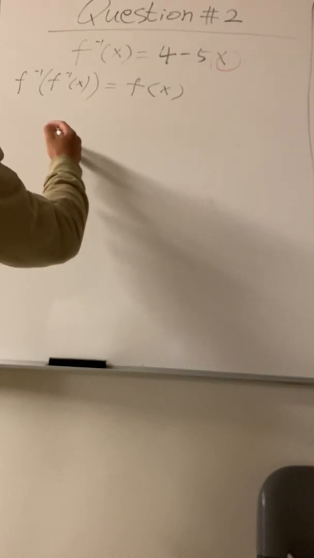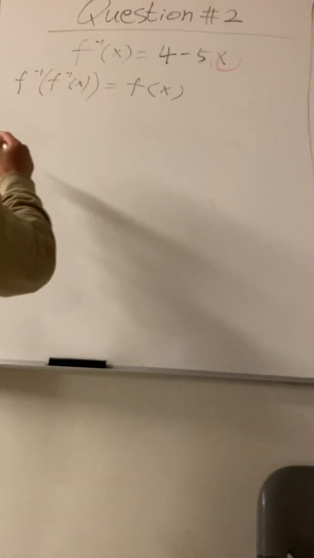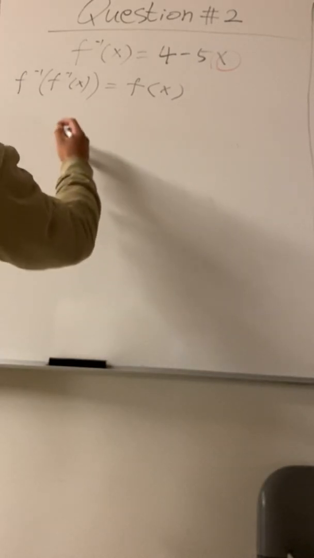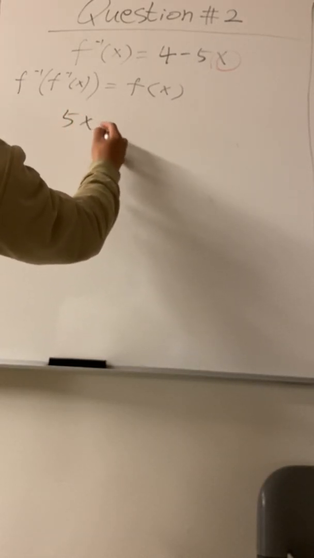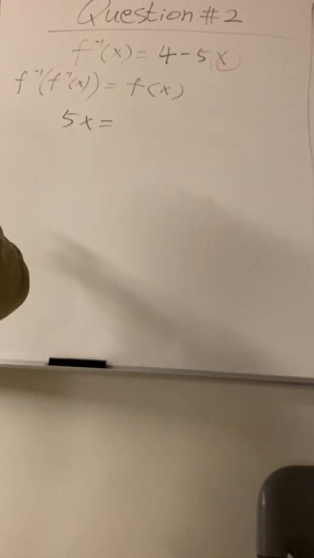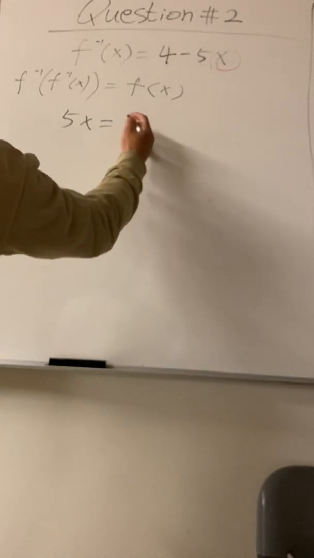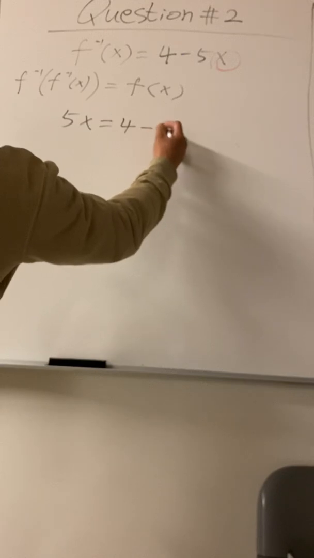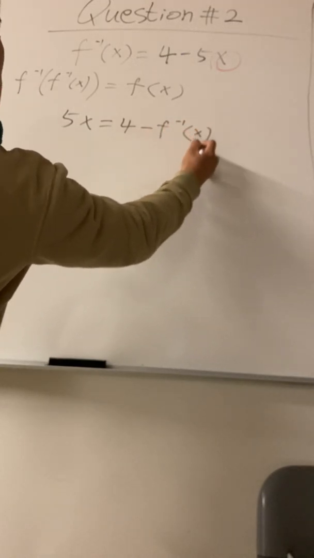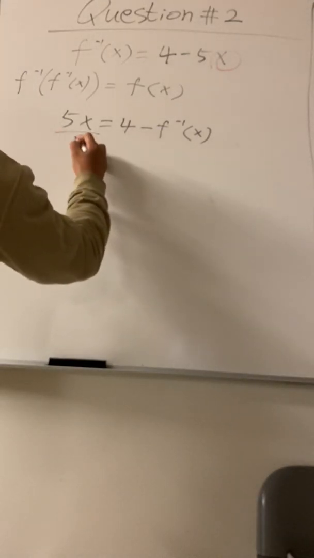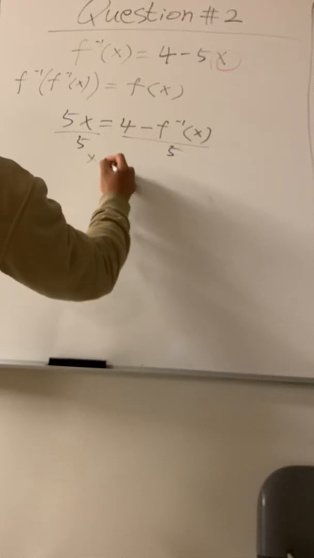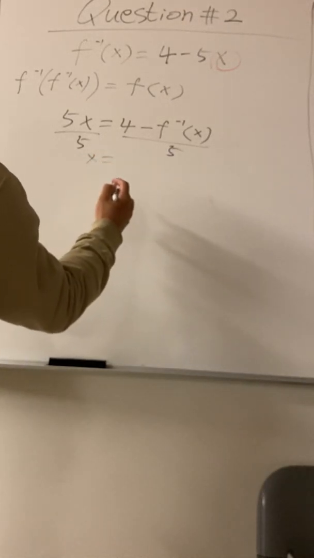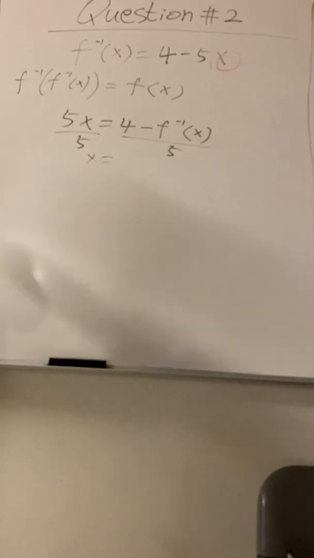To do that, we add 5x to each side and minus f inverse of x to each side. We have 5x equal to, and we subtract f inverse of x to the left side, subtract f inverse of x on the right side. Okay, and we can divide each side by 5. X equal to, well, now you can see that if x is our output, then f inverse of x is going to be our input.